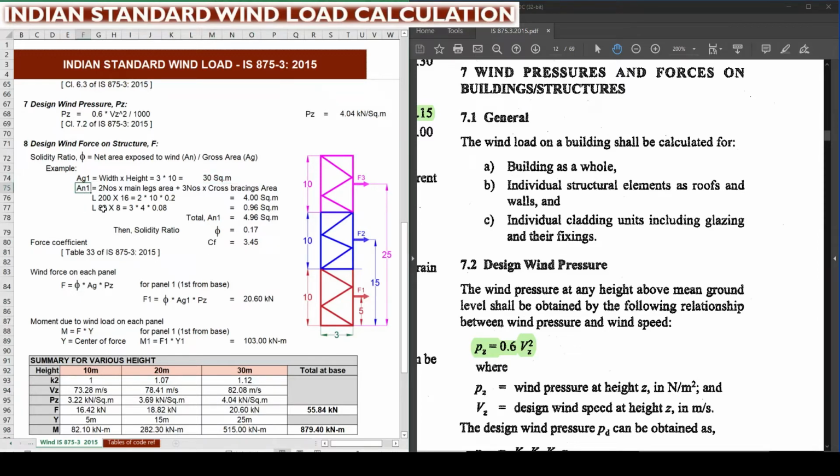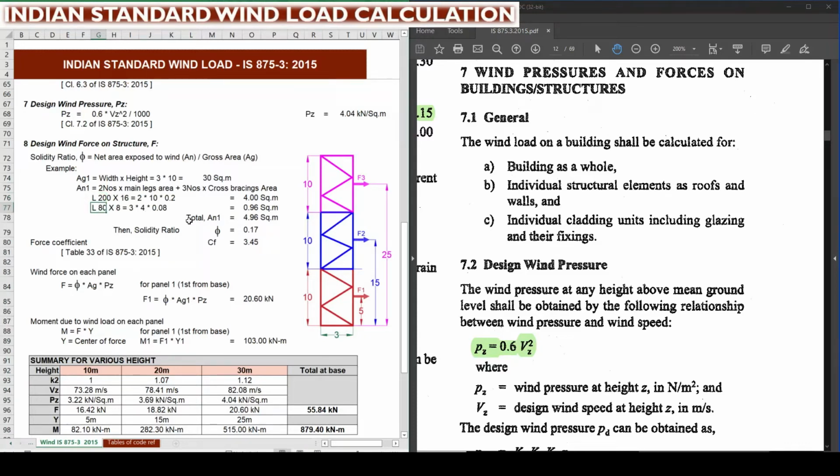Next one is the net area. Net exposed area is nothing but the members which are exposed to wind, which we need to calculate. So here in the first segment, ignoring the horizontal members, we are going to consider only the main legs and the cross bracing. There are two main legs which are exposed. Considering the main leg size as angle section of 200 by 16, it will be 2 into the height, which is 10 meter, and as the section size is 200 mm, it is 0.2 meter. So 2 into 10 into 0.2.